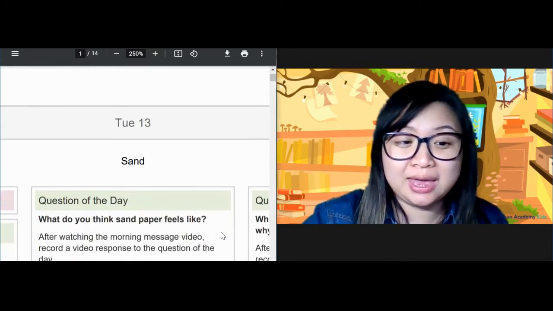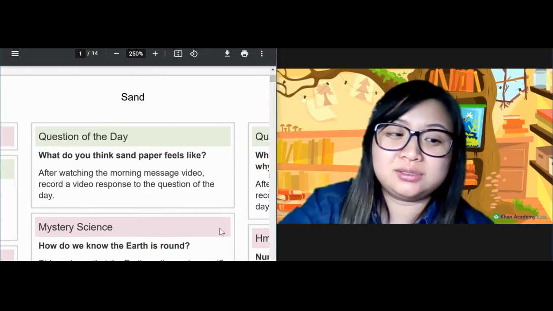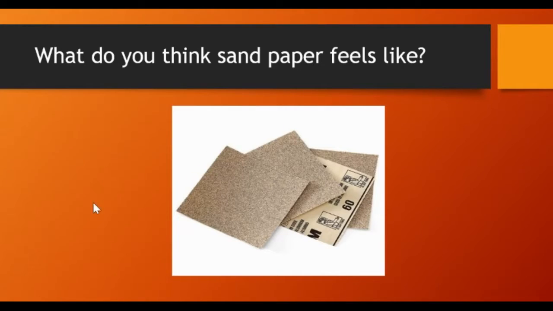All right, let's look at what we're doing this week. We are doing sand, and our question is, what do you think sandpaper feels like? Right here, I have a picture of some sandpaper. Looking at the sandpaper, what do you think it feels like? And if you have sandpaper at home, you can touch it. If you don't, you can guess by looking at it and tell me, what does it feel like? Does it feel soft? Does it feel scratchy? Does it feel rough? Does it feel hard? Does it feel smooth? Let me know what you think.